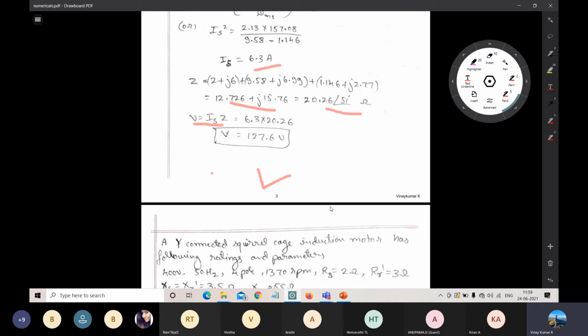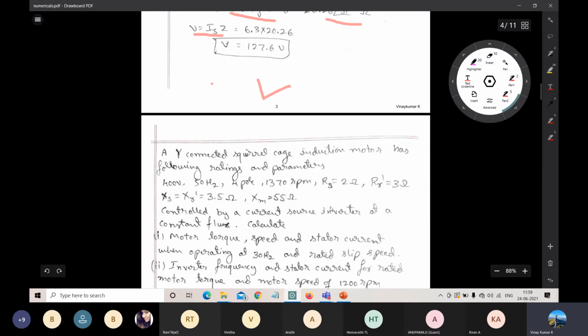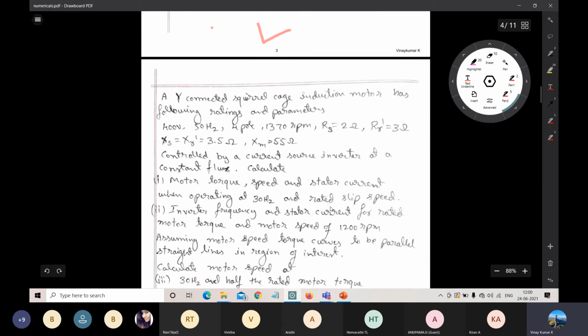And the next thing is one more problem with respect to our motor control. Our Y connected squirrel cage induction motor has the parameters. So what are the parameters? RS, RR dash, XS, XR dash, XM, and it also mentions the speed and the poles.